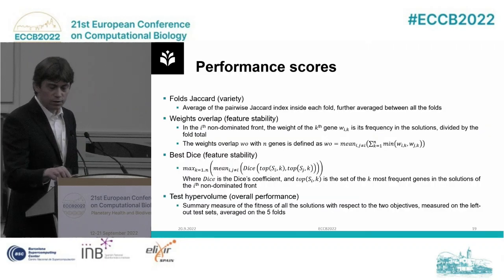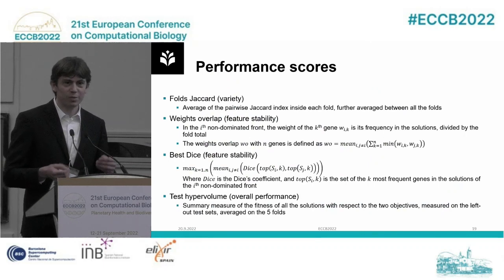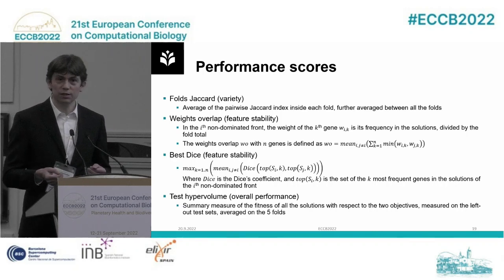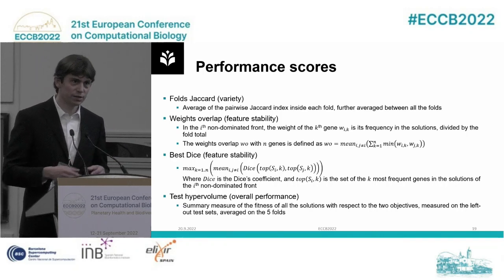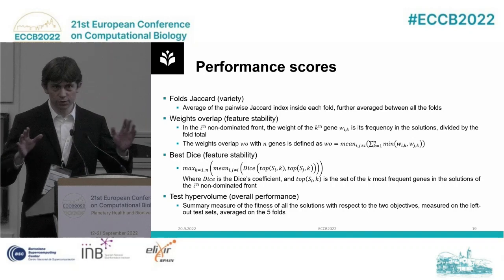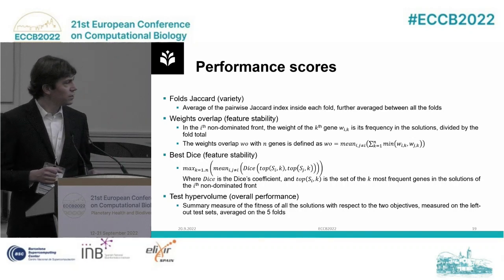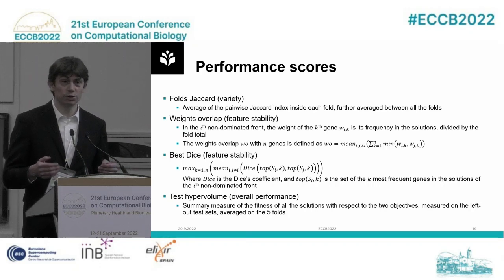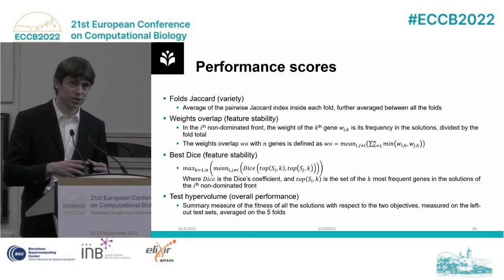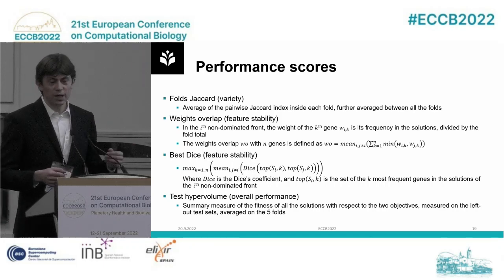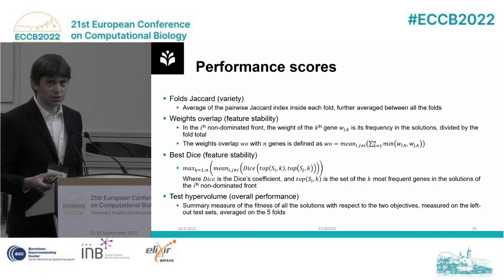Then we measured four different summary scores. One score is about the variety of the genes that are selected in the solutions. Two other scores are about the stability of the genes that are selected in different folds, and another is the test hypervolume, that is an overall score with respect to the objectives, that are the feature set size and accuracy, computed in our case just on the test set.